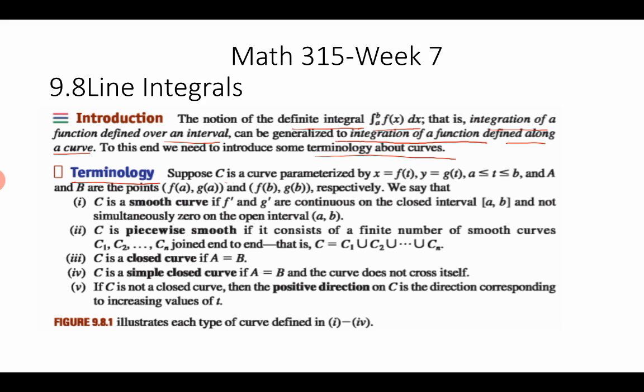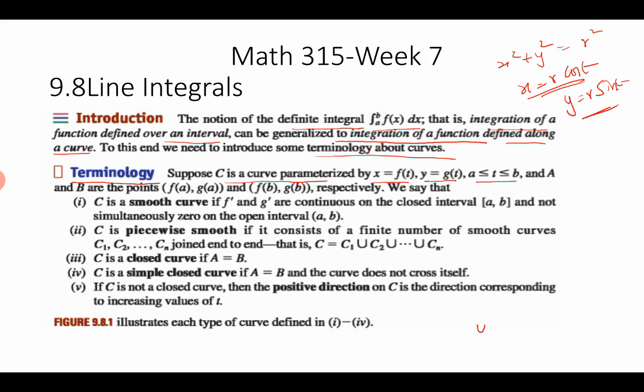C is a curve parameterized by x is equal to f of t, y is equal to g of t. For example, if you have a curve x square plus y square is equal to r square, you can write the parametric form x is equal to r cosine t, y is equal to r sine t. This is the parametric form of the curve, isn't it?